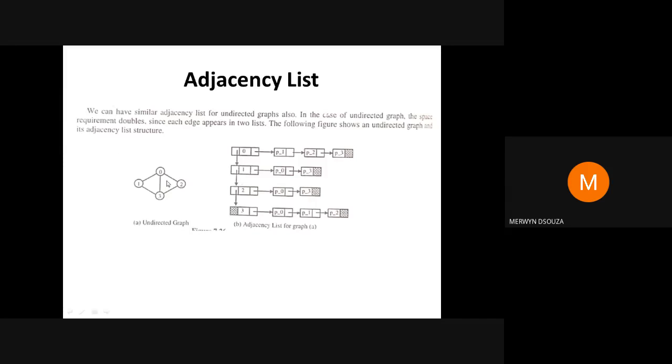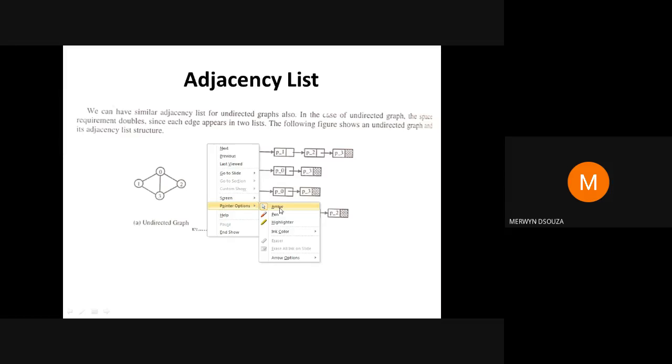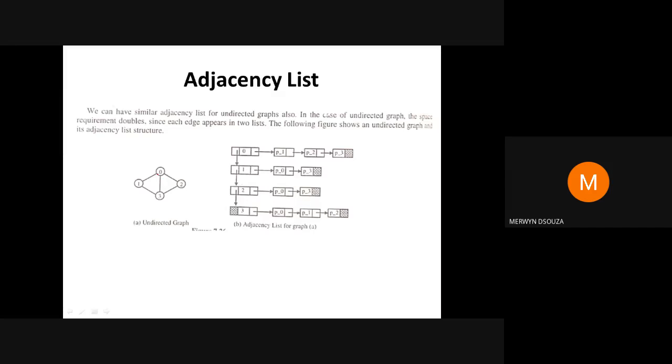The same way for an undirected graph. The undirected graph, like the adjacency matrix, will have two entries for each edge. So here from 0 there are three edges: 0 to 1, 0 to 2 and 0 to 3. From 1 there are two entries, one goes to 0, one goes to 3. So 0, 3. This same edge, like in your adjacency matrix, will be written two times.